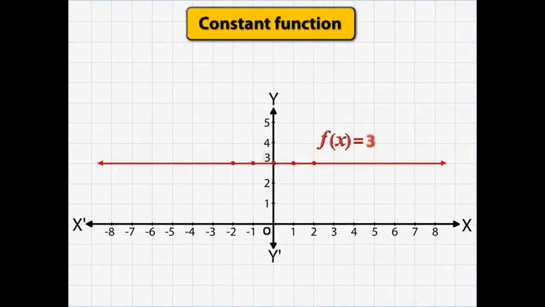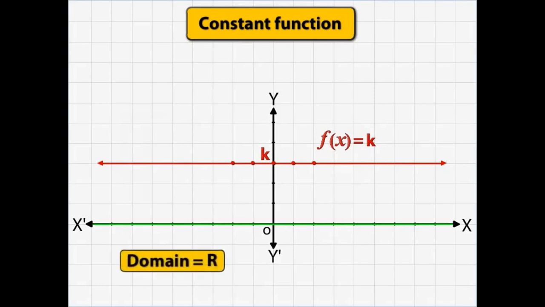Now if we substitute a constant k for 3, we get a constant function f of x equals k. The domain of this function is the set of real numbers, and the range is a set consisting of constant k.